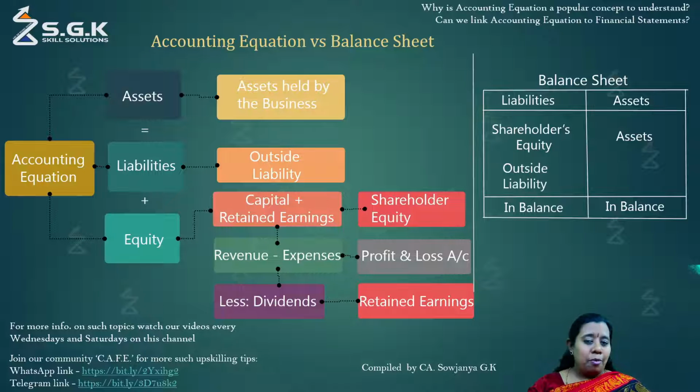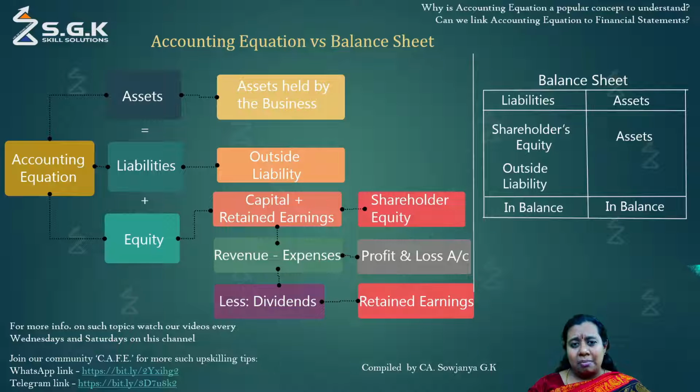Let's take a recap before we wind up. In the recap, we can understand today's topic. Why is the accounting equation a popular concept to understand? Can we link the accounting equation to financial statements? Of course, the accounting equation is nothing but a balance sheet. It is a presentation of the application of funds, assets, equal to sources of funds, liabilities plus equity. Equity is further broken into subcomponents, capital plus retained earnings.